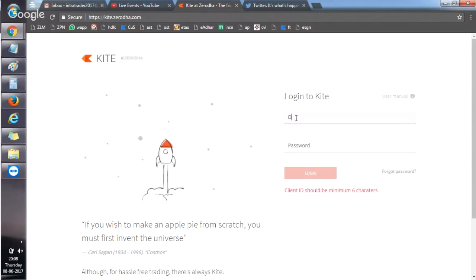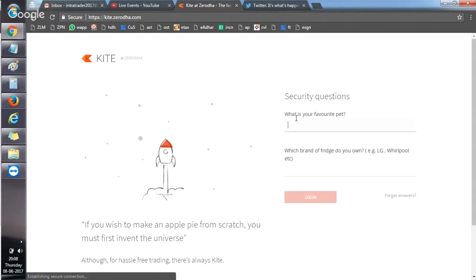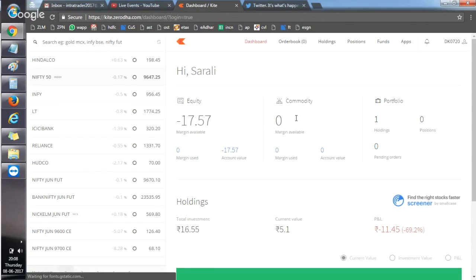Okay, so I'm just logging into the trading platform, and then the security question. Okay, so once I go to the trading platform, I'll find on the left hand side the list of stocks, which we call market watch. Okay, so these are the buy and sell buttons, and apart from that, there is a market depth, which also is called snap quote in some trading platforms, or just depth in some other trading platforms.